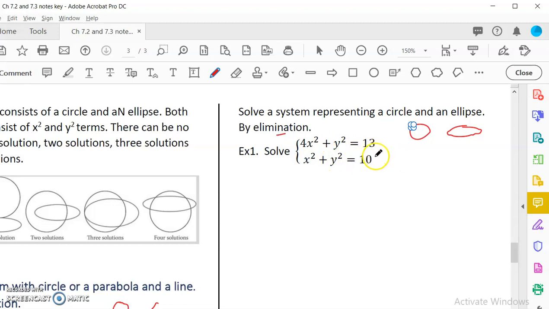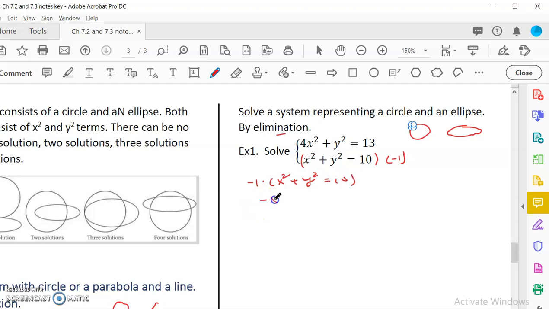You can use elimination where you eliminate x squared or y squared. So in this case, I would like to eliminate y squared. So maybe the best way is to multiply the first equation by -1, so you have an opposite y squared to the y squared in the second equation. So I'm going to write -1 times x squared plus y squared equal to 10.